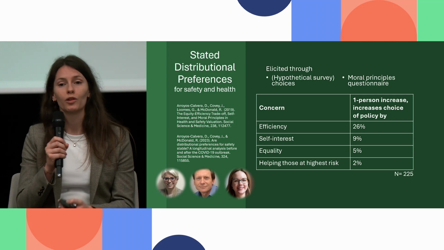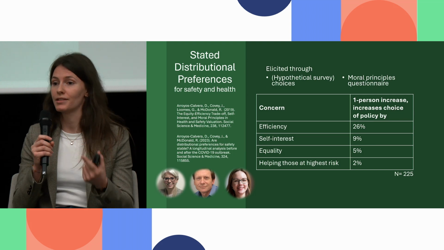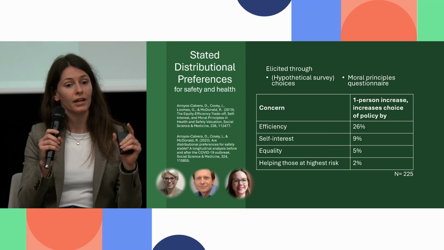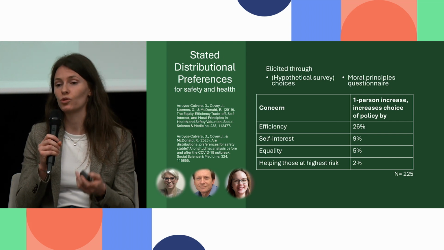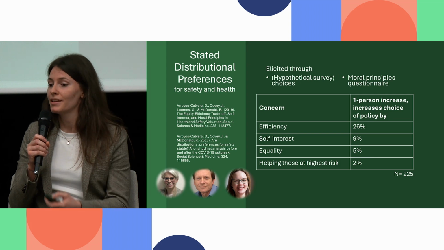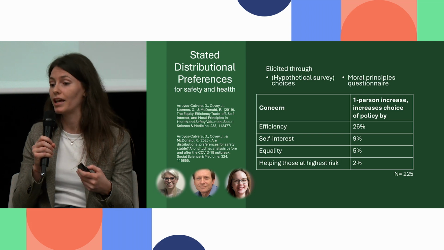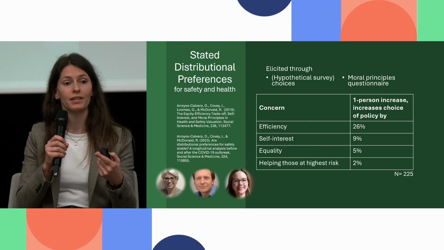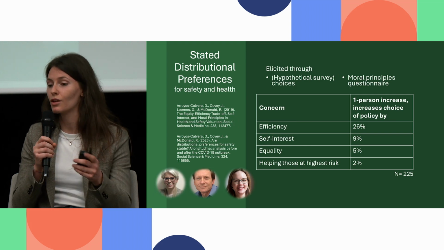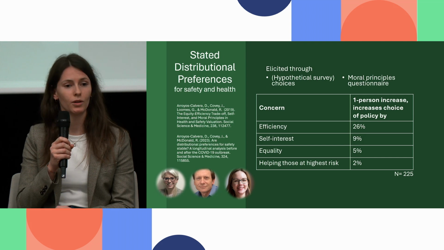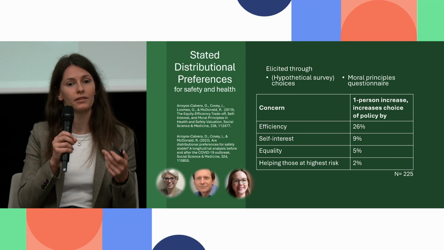And on the second column of the table, you can see how each unit in these dimensions, so for example, if a policy saved 1 more life in expectation, because these were in the safety and health context, how would that influence choice of that policy? So what we see here is that people actually support favoring efficiency by quite a lot. So every unit of efficiency increases choice of that policy by 26%, but they also care about other distributional concerns. So the second and third on our list were self-interest and equality. And we can see the orders of magnitude, the relative trade-offs that they're willing to make.